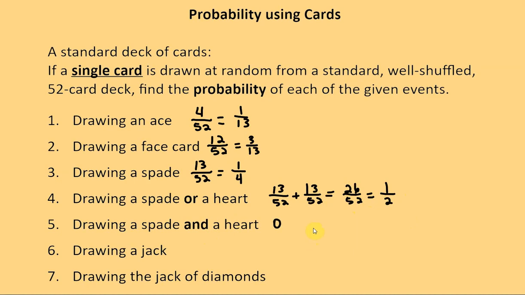All right, the probability of drawing a jack. So there would be 1 jack in each suit, so that would be 4 jacks out of the 52 cards. And that reduces to 1 out of 13. Drawing the jack of diamonds. Okay, so that's just the jack of diamonds. So there's only 1 jack of diamonds out of the 52 cards. And that can't reduce, so that's a probability of 1 out of 52.